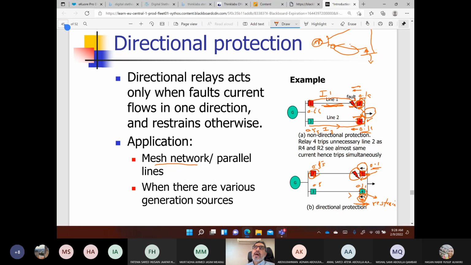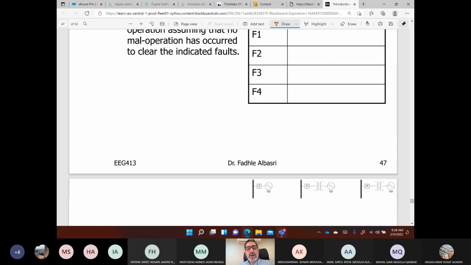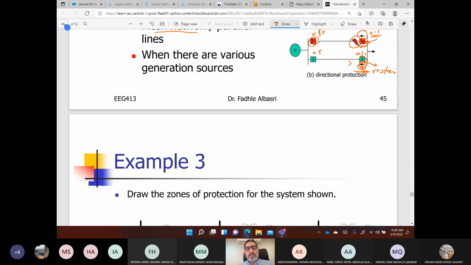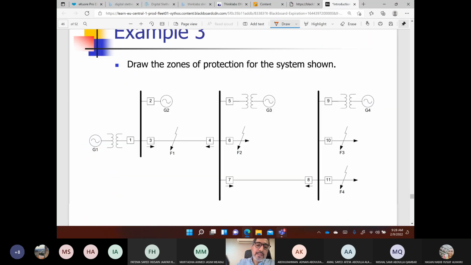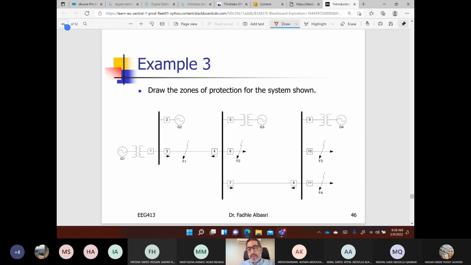Now, how do we achieve directionality? What do we use to make the relay only act in one direction and not act when the fault is in the other direction? We have one chapter covering this, inshallah. And I will leave this exercise for you to work on. Inshallah, next lecture I will see what your answers are for this and start with a new chapter.